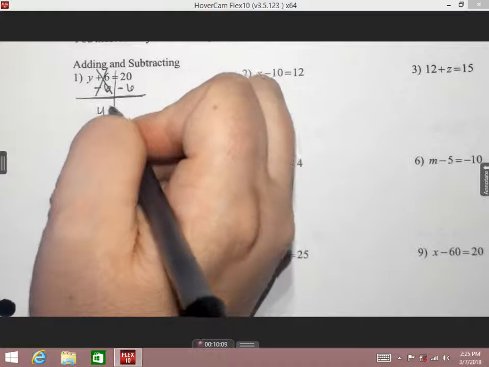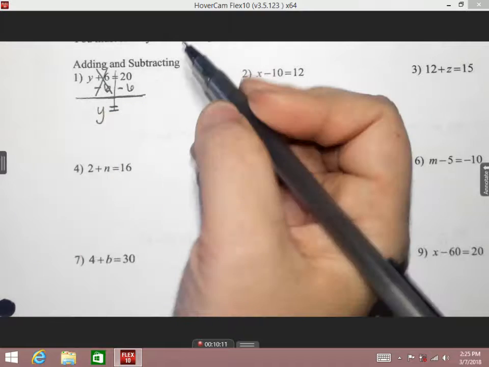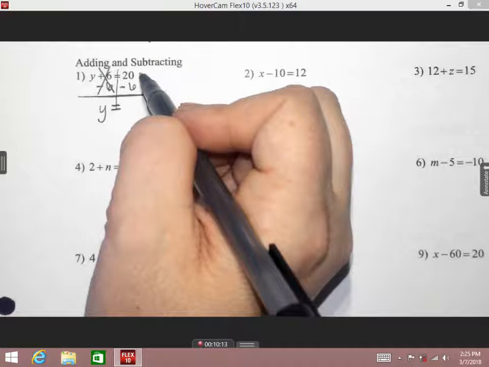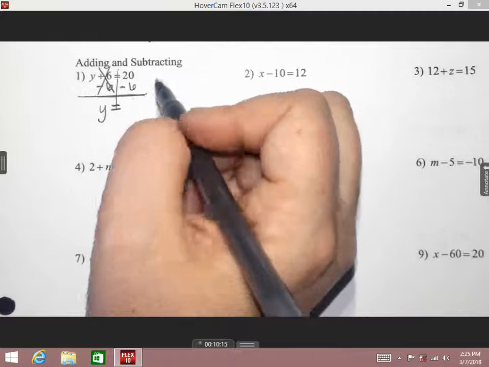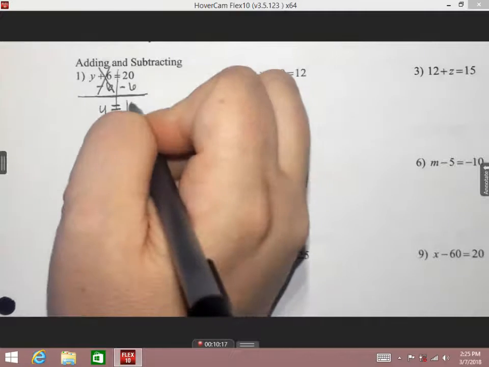The y. Andrew, I'm going to finish this problem real quick, okay? And then we have 20 minus 6. What does 20 minus 6 give us? 14.